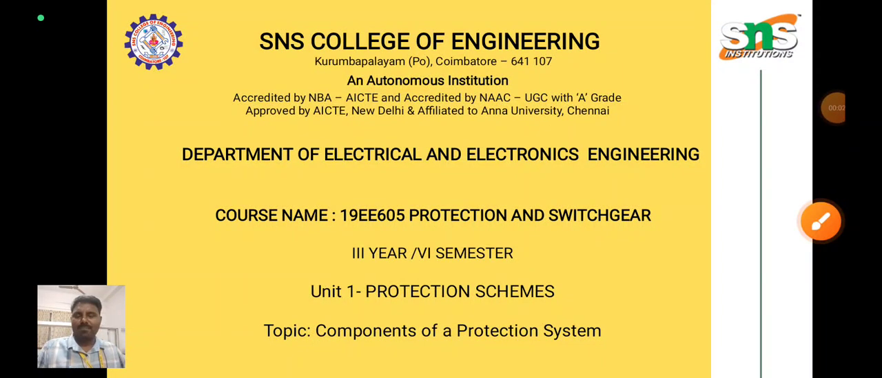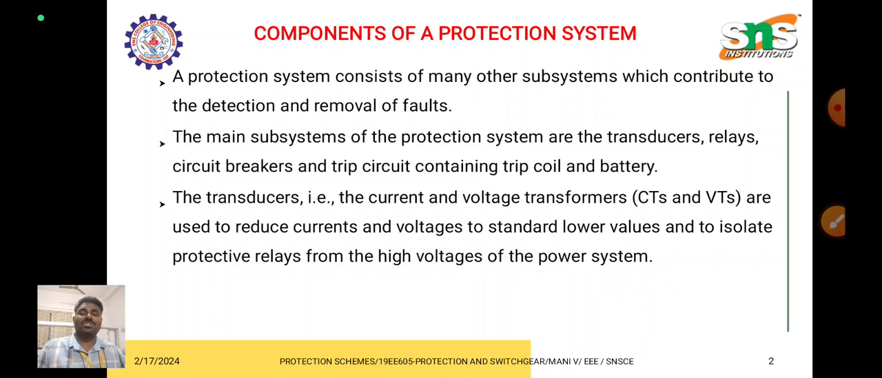Hi, welcome back. Today we are going to see about the components of a protection system. A power system consists of generator, transformer, transmission line and distribution line, etc. A protection system may contain subsystems which contribute to detection and removal of fault in a power system.